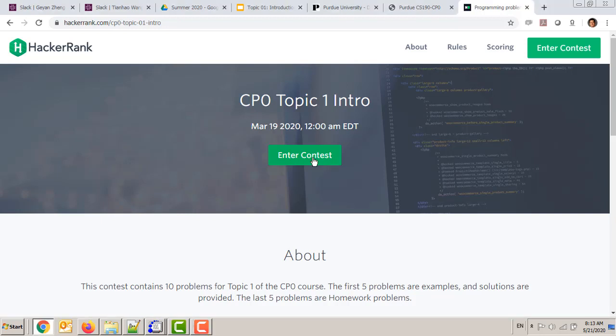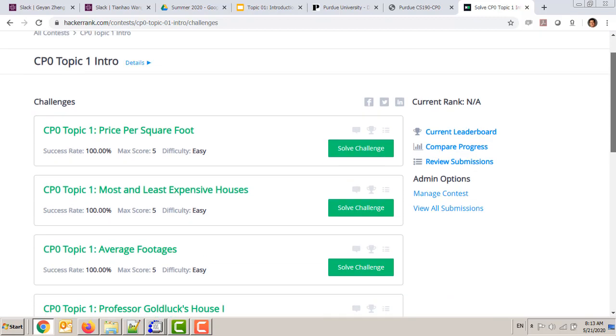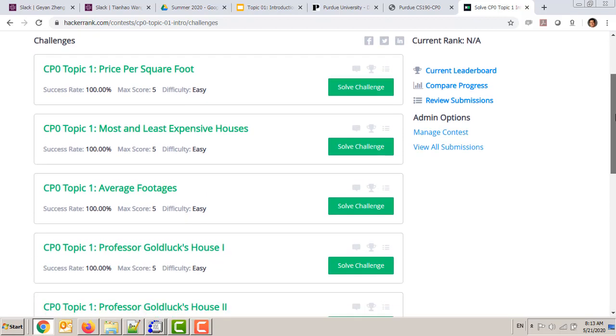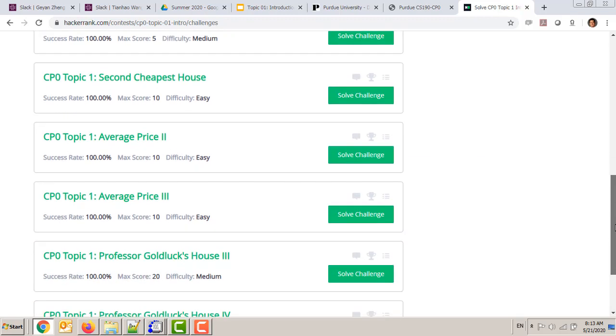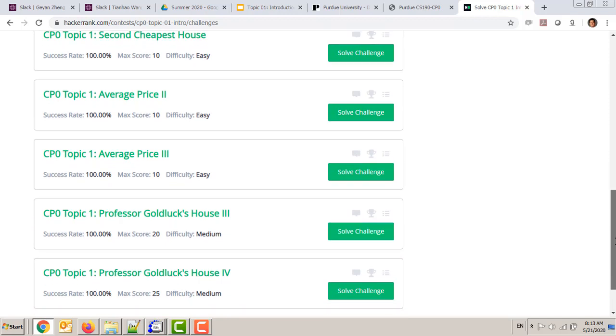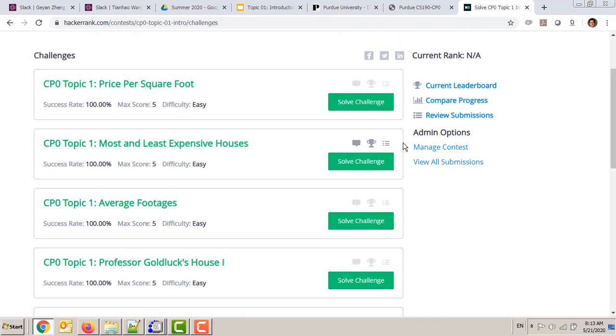But for the course, we will create another contest with exactly the same problems, so it will make collecting the grade easier. So these are the problems in this contest. There are 10 of them. As you can see, the first 5 each have a max score of 5. Because they are example problems, we provide the solution code. And then the other 5 problems have a score distribution. They add up to 100.